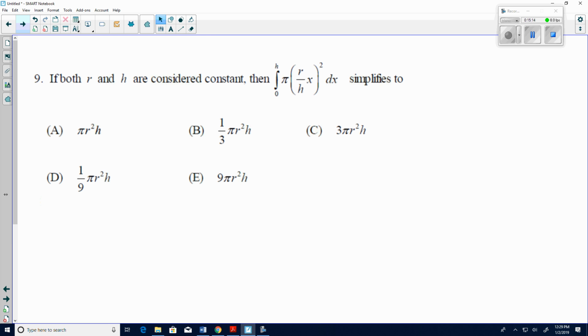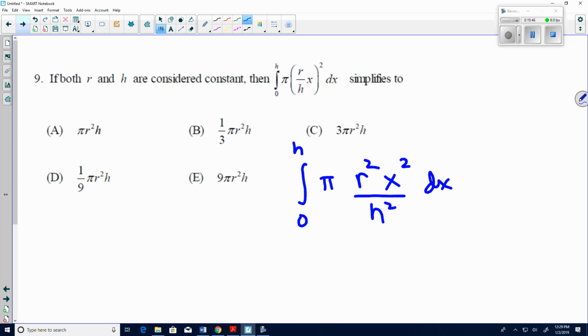R and H are considered constant. What is this integral? How does it clean up? Okay, so it's a definite integral. We're going to have to find an antiderivative and then plug in H and 0. So let's look at the integral 0 to H. We have a pi. I'm going to go ahead and square this expression just to get it out of the parentheses.